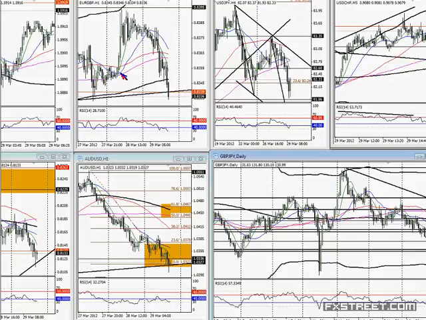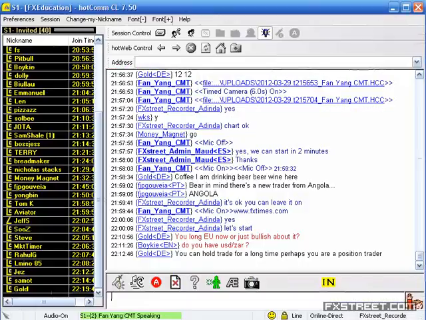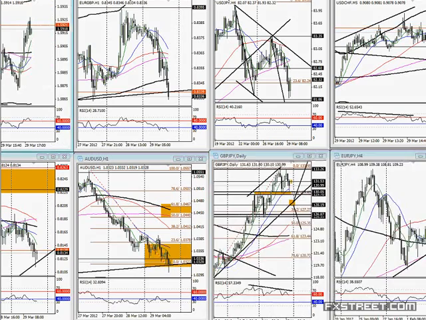Boyke, I don't have the dollar rand. I don't have the South African rand here. So we're not going to be able to look at that pair.